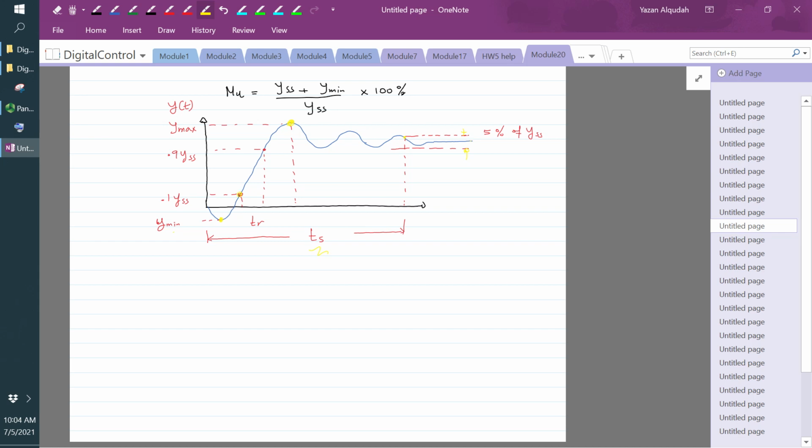The rise time is the time it goes from 10% of the steady state value to 90% of the steady state value. Not the maximum here. So we look at the steady state value. This is the steady state value here. And 10% and 90% of the steady state value.